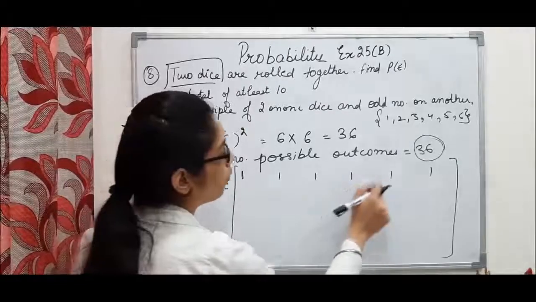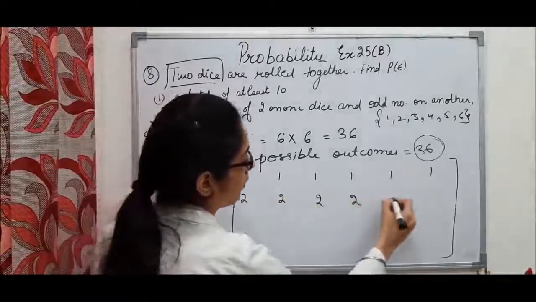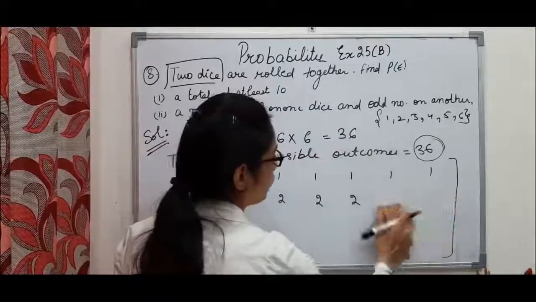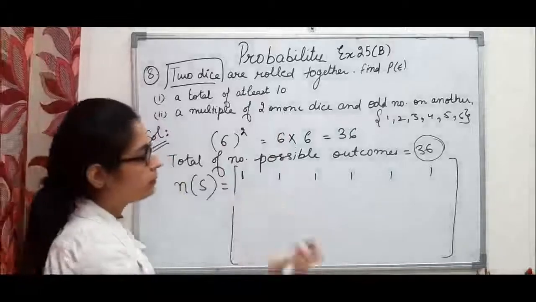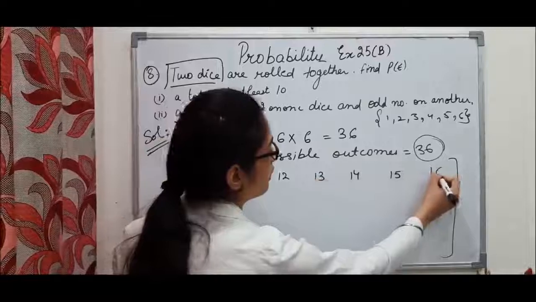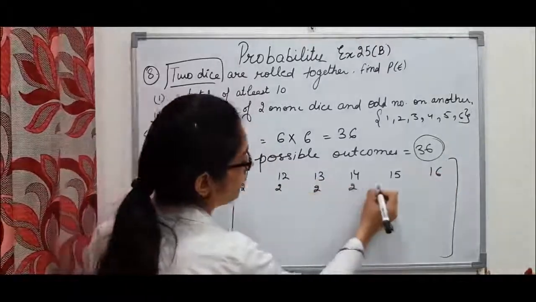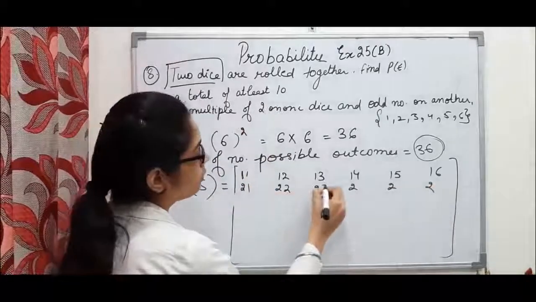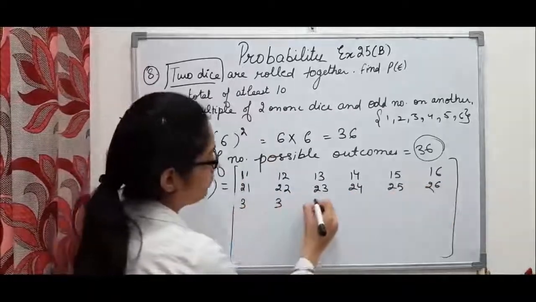1, 2, 3, 4, 5, 6. Then write 2 6 times. This is for the first dice I am telling. Just write 1 6 times, and then 1, 2, 3, 4, 5, 6. Same way second row, write 2 6 times, then 1, 2, 3, 4, 5, 6. Then write 3 6 times.